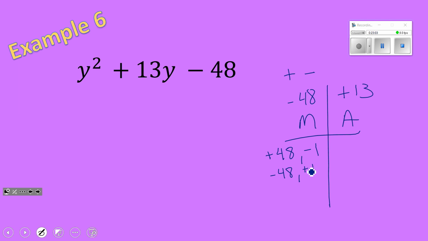Okay? And if you did 48 divided by 2, it would be 2 and 24. So you could do positive 24 and negative 2, or you could do negative 24 and positive 2. Okay? So let me just give you a second. Question, or you got it? Question.